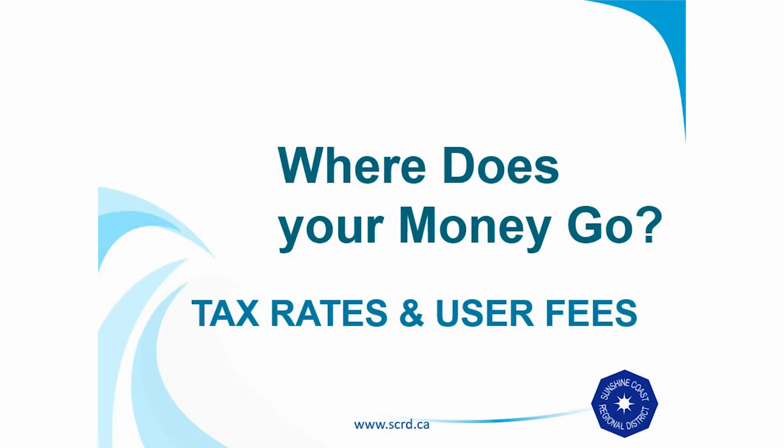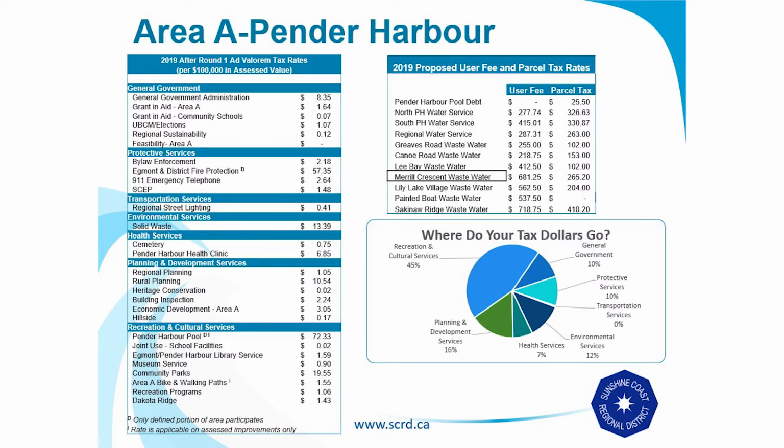So where does your money go? For Area A, there are several functions that they participate in. The majority of the services that they pay into are for recreation and culture and planning and development services. They also have several parcel taxes and user fees for a lot of their wastewater plants in the area, as well as their various water systems.